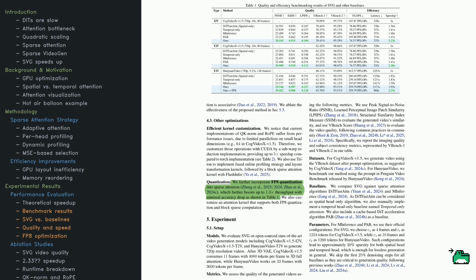Finally, the paper outlines how SVG was tested. The models were evaluated on Cog Video X and Hunyuan video datasets, using VBench and human perceptual metrics to ensure real-world usability. These experiments confirm that SVG isn't just a theoretical improvement. It works in practice, making video diffusion transformers significantly faster without compromising quality.